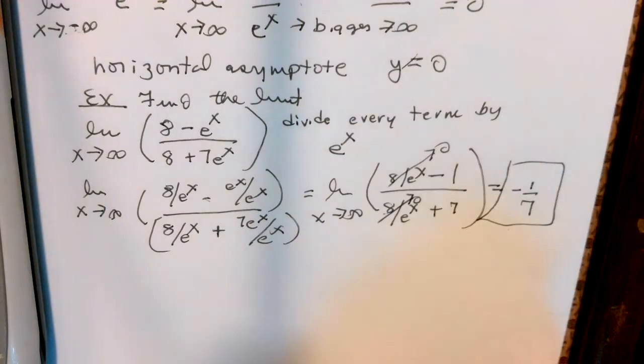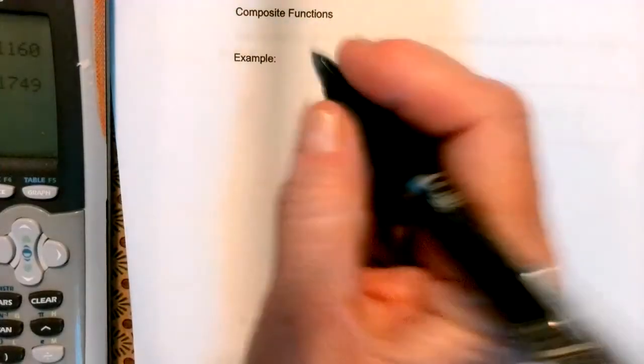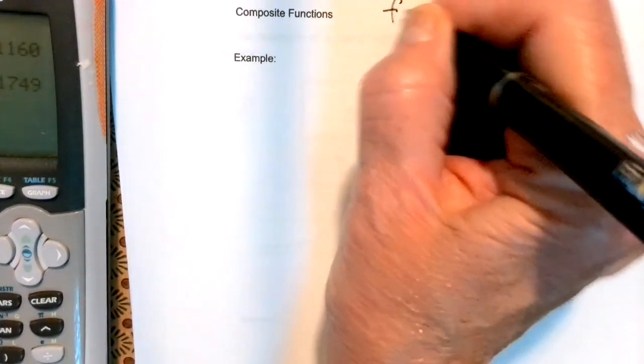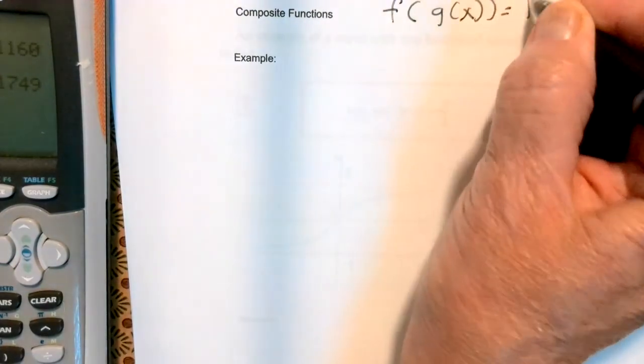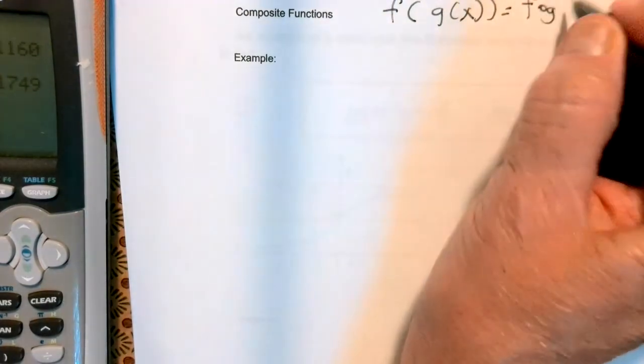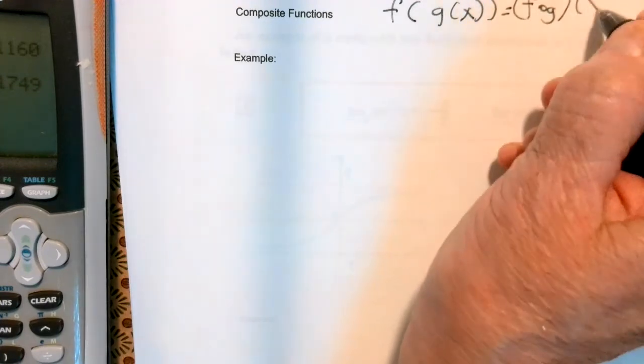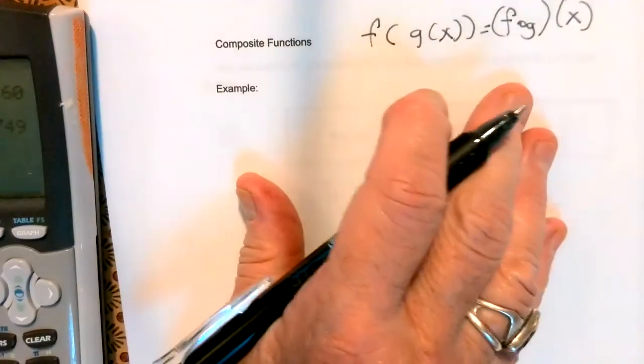Okay, now let's talk about some limits involving infinity and their composite functions. So remember back to college algebra when we talked about composite functions. We talked about them a lot in Calculus 1 and in Calculus 2. So you remember, from college algebra, f of g of x, sometimes called f composed with g of x. You kind of learn it near the end of college algebra.